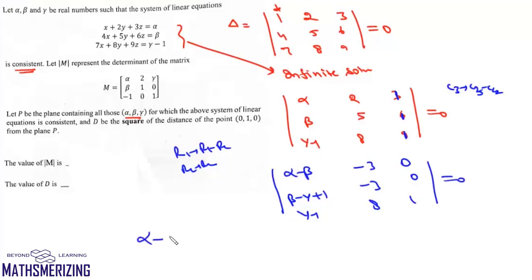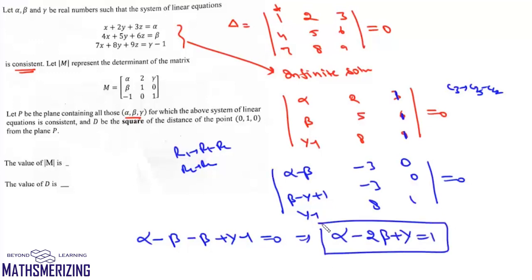So we'll get this result as alpha minus beta plus gamma minus 1 equals 0. So the condition is alpha minus 2 beta plus gamma, and it should be equal to 1. Now first we need to find the value of this determinant. So we'll expand this determinant. So this determinant of M will be alpha into 1 and then minus 2, and this is beta and then gamma into 1. So this determinant of M is alpha minus 2 beta plus gamma, which is nothing but 1. So value of determinant of M is 1.